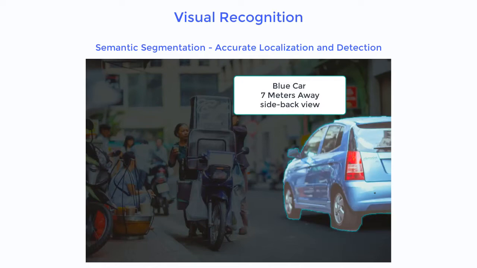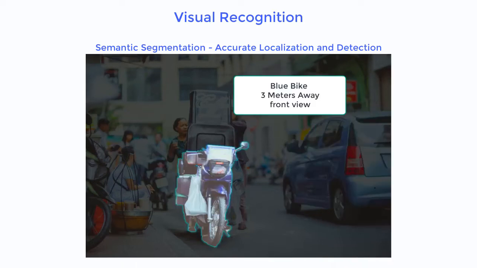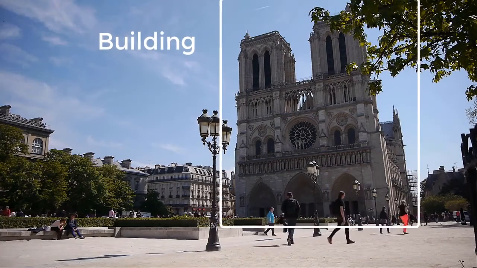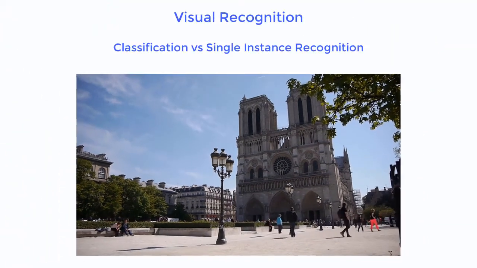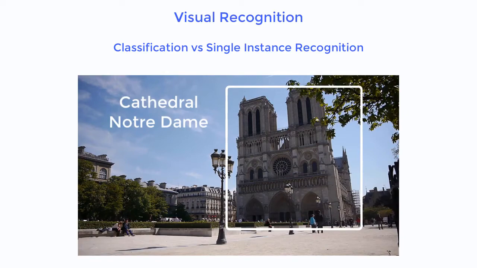Now, to be able to identify what pixels of the image belong to what object, in other words, semantic segmentation, is a difficult problem. It also involves obtaining the geometric attributes as well as the pose information of the object. Now, classifying if an object is a building is a different problem than identifying exactly what that building is.